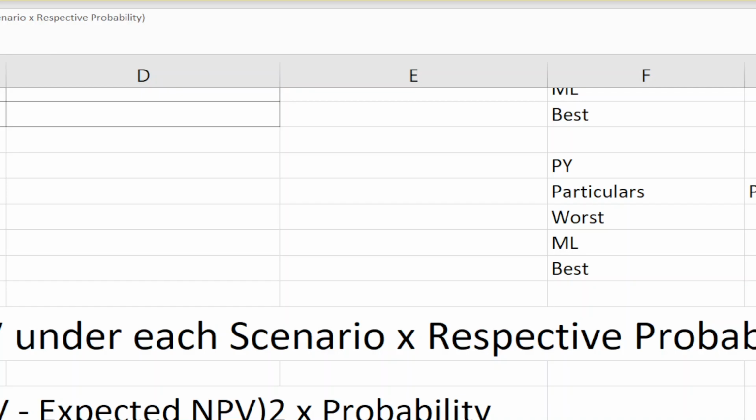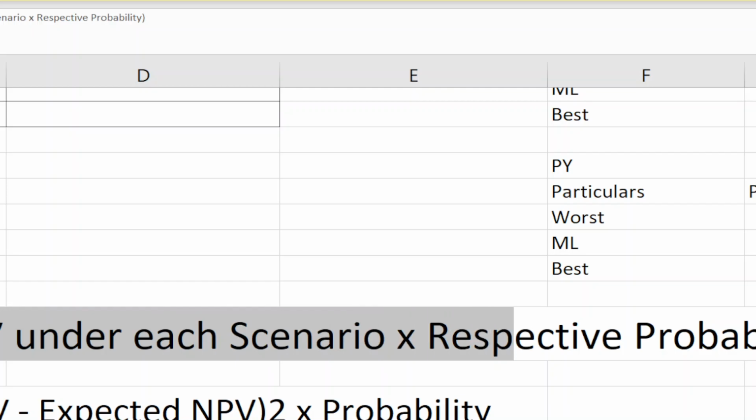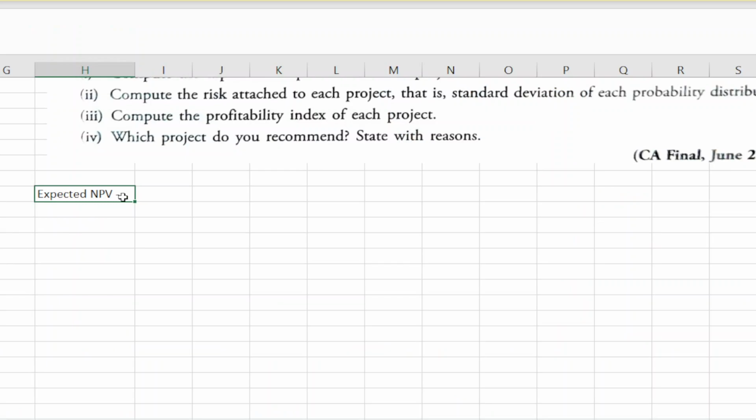Summation of NPV under each scenario into respective probability. This is my expected NPV. This is the formula for expected NPV. Let me bring it here. Expected NPV is equal to summation of NPV under each scenario into respective probability. So first question, what have they told? They have told us to calculate expected NPV, and this is what the expected NPV formula is.